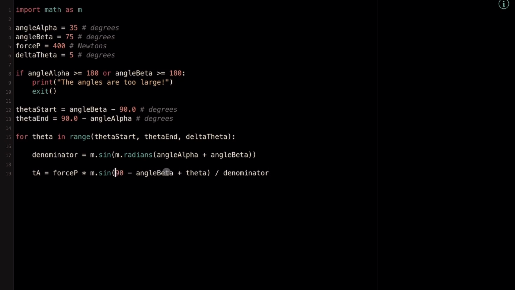So what I can do here is I could do m.radians, and then that's going to be 90 minus angle beta plus theta. Okay, so that should do it for tension A. So what this is going to do is for every for loop, it's going to give us the tension in cable A for that particular theta value that we're incrementing over. So that is tension of A.